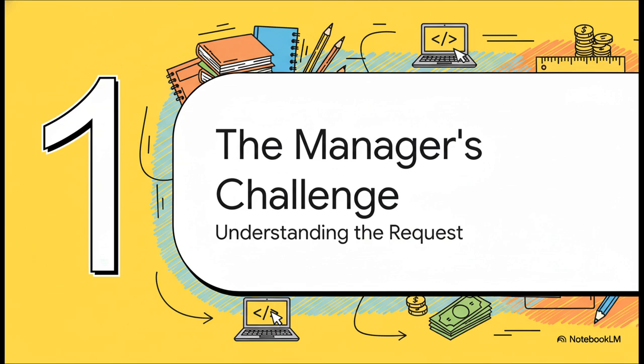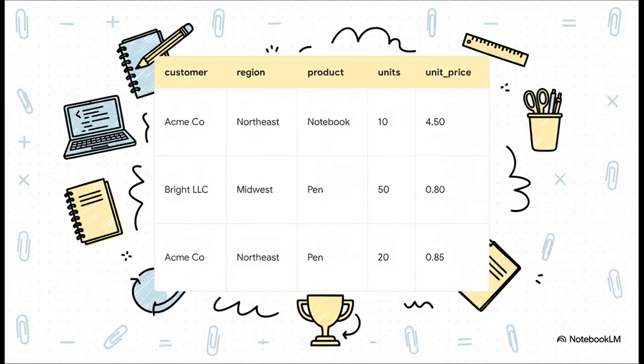Well, before you type a single character of code, the absolute most important first step is to just stop and think. We've got to break this problem down. A clear plan is always the key to a clear solution. So what are we actually working with?